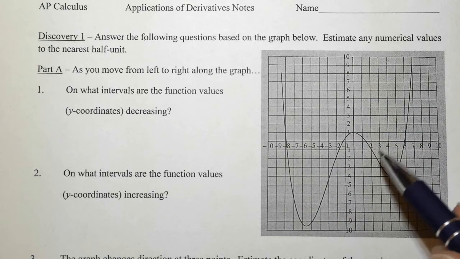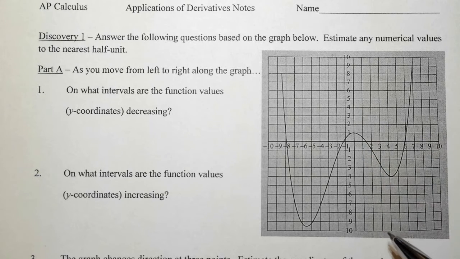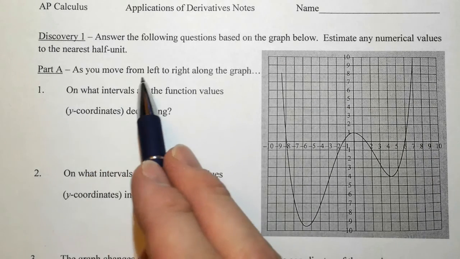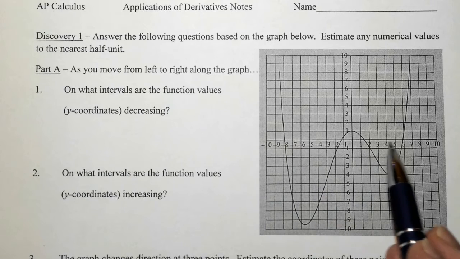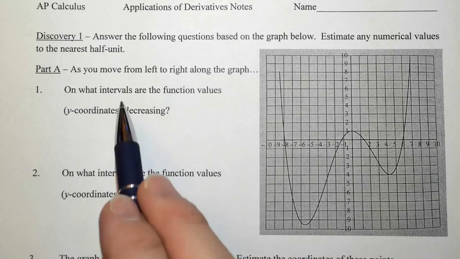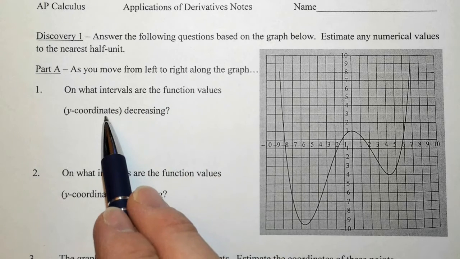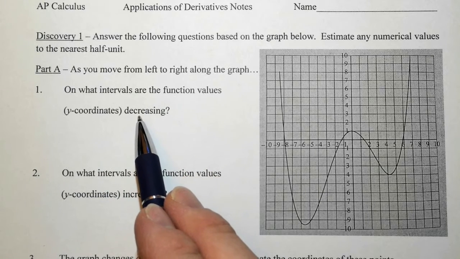And we can see that the units are 1 in both the horizontal and vertical axis. So let's look at part A. Part A says, as you move from left to right along the graph, so as we move from the left side to the right side along the graph, on what intervals are the function values, in other words, the y-coordinates, decreasing? Okay. So decreasing we know means getting smaller.